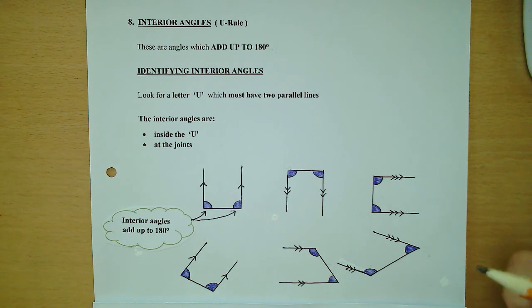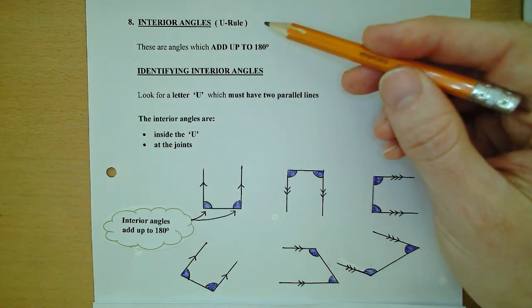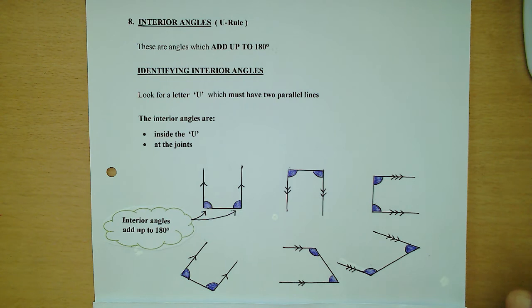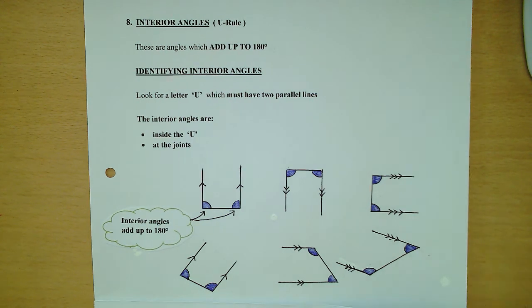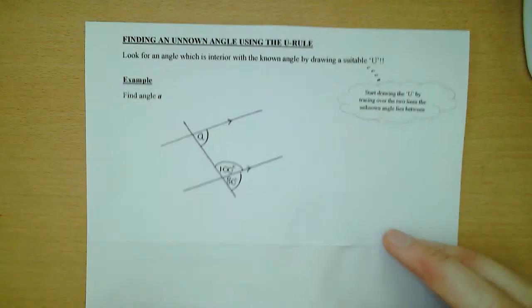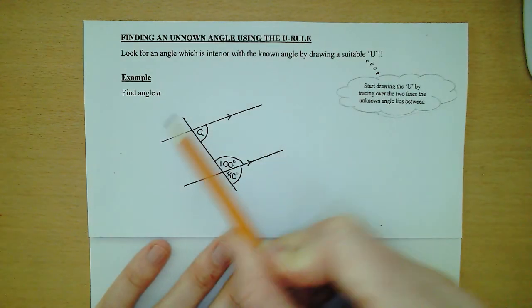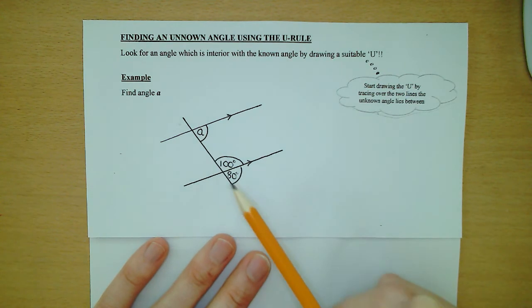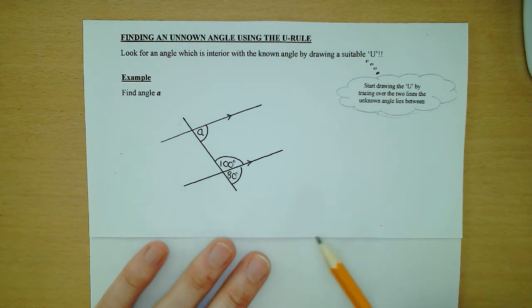We also call this the U rule, just simply because we're looking for a letter U to help us identify the interior angles. So we're now going to find an unknown angle using the U rule for interior angles. If we take a look at example A, we're given an angle diagram, we're given an angle A that we're trying to find, and we appear to be given two other angles.